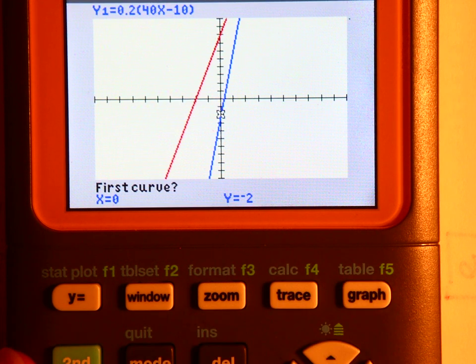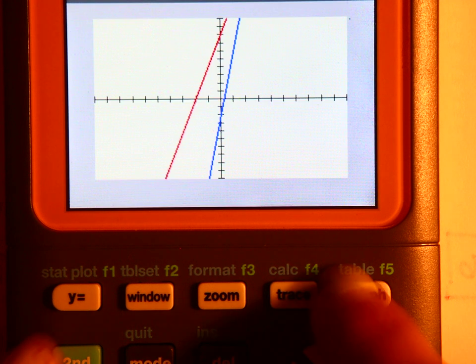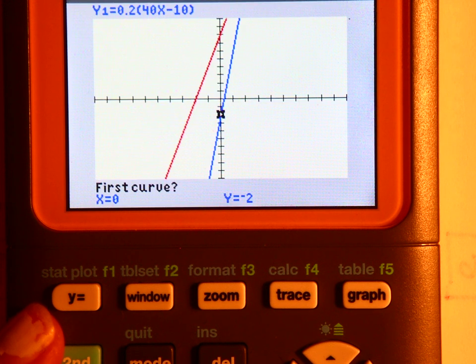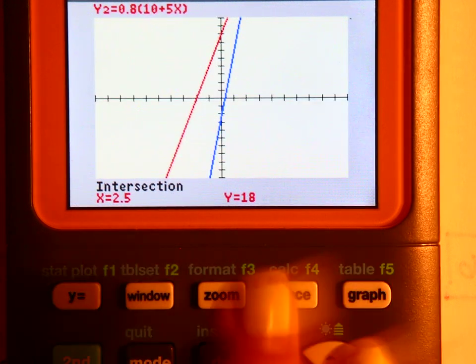So second, trace, intersect, enter, and oh geez, I was hitting the negative sign. All right, let's do that again. Second trace, go down to intersect, enter, and then it'll pop up. Remember, the x value is your answer. So this one here is 2.5.